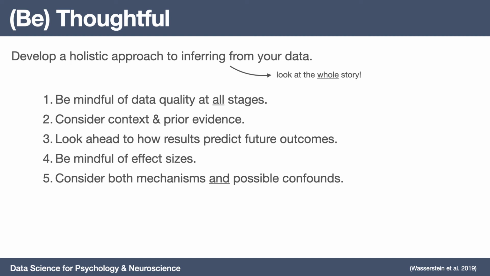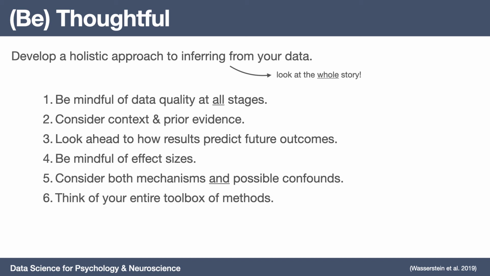You want to consider both mechanisms and possible confounds. When interpreting everything together, remember, false positives sometimes occur. Also, false negatives sometimes occur. What are reasons that could contextualize your individual p-value or your individual test statistic and lead to it not being an accurate reflection of the actual relationships of interest?